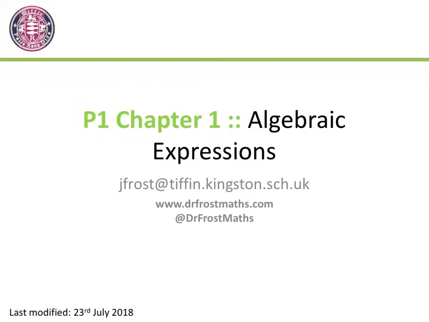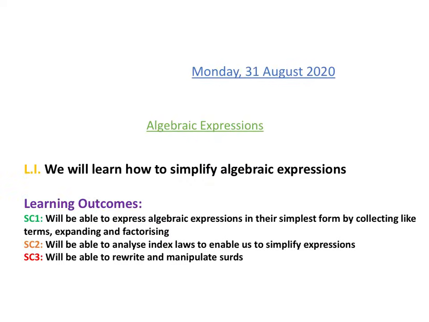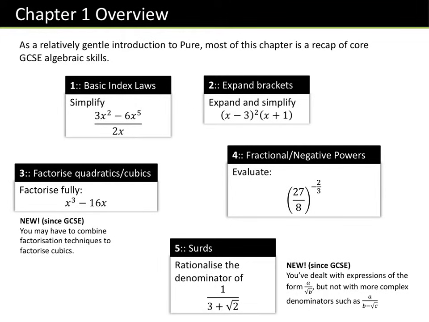So here we go. We have Pure 1 Chapter 1 Algebraic expressions. Now we have different success criteria during the lesson and we're going to be able to make sure that we can do all of this. As I said, this is an extension on GCSE, so we will go through it. If you are comfortable with some of the questions, please make your way through it.